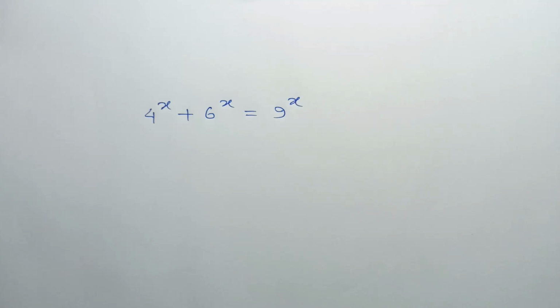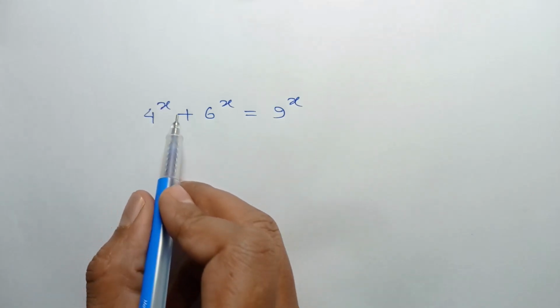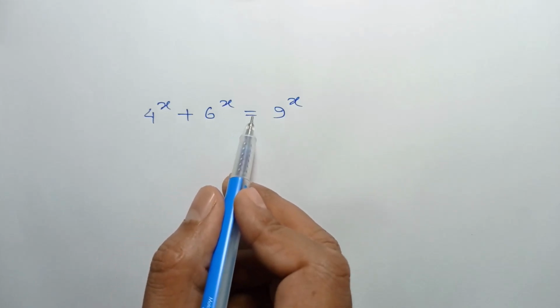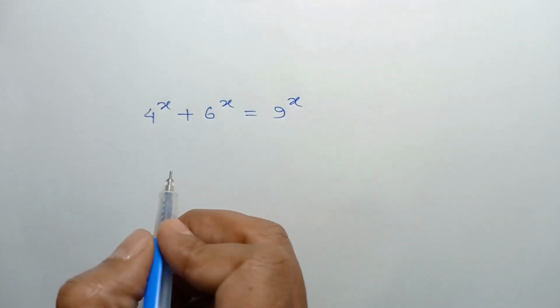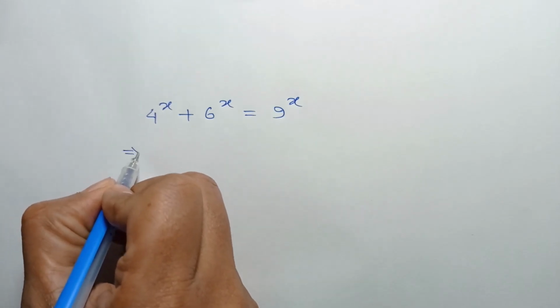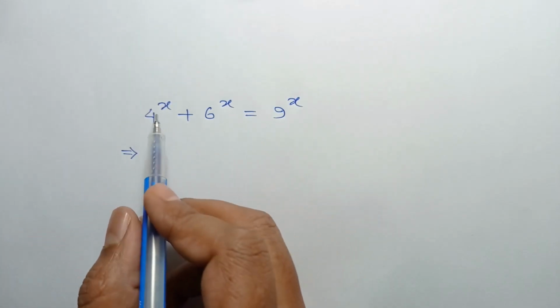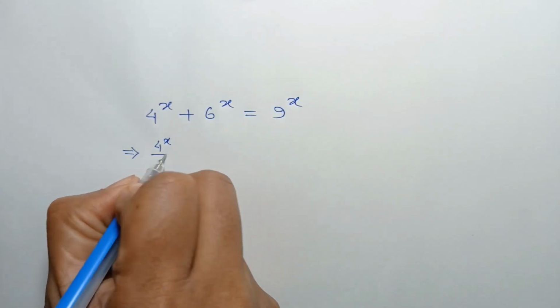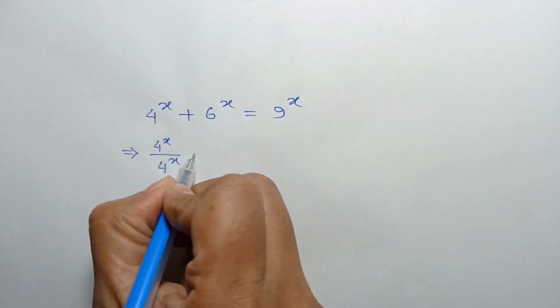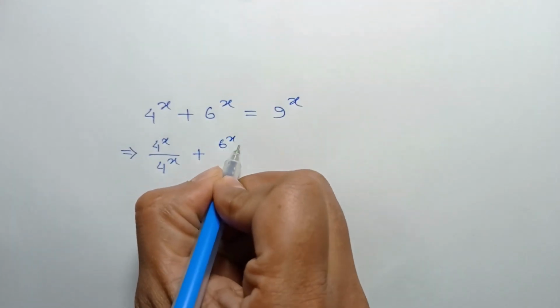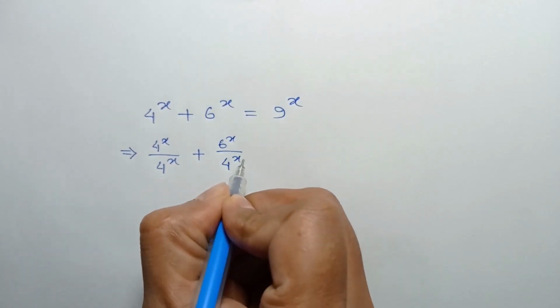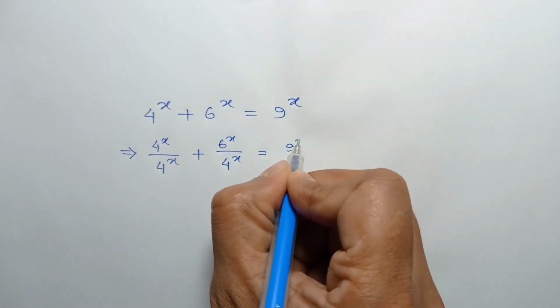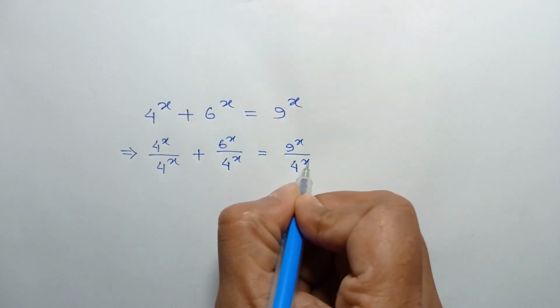Hi everyone, in this video I am going to show how to solve this exponential equation: 4 to the power x plus 6 to the power x is equal to 9 to the power x. Or if we divide both sides by 4 to the power x, we can write 4 to the power x over 4 to the power x plus 6 to the power x over 4 to the power x is equal to 9 to the power x over 4 to the power x.